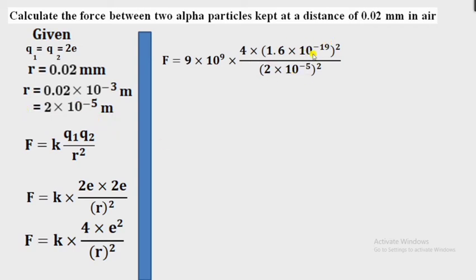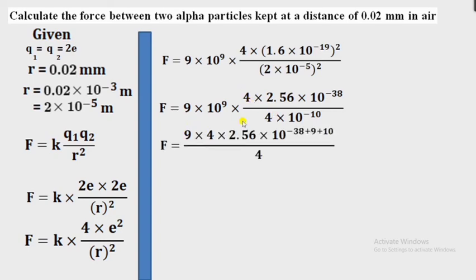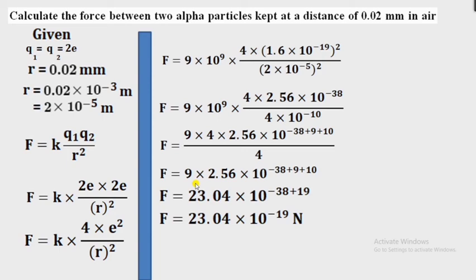So if you square this, you'll get this, 4 and 4 get cancelled, so you are left with 9 into 2.56, and this 10 will go up and it will become positive. Now you are left with this. If you solve this further, out here minus 38, I am adding 9 and 10, so it will come as positive 19. So the last answer is 33.04 into 10 to the power minus 19 Newton.